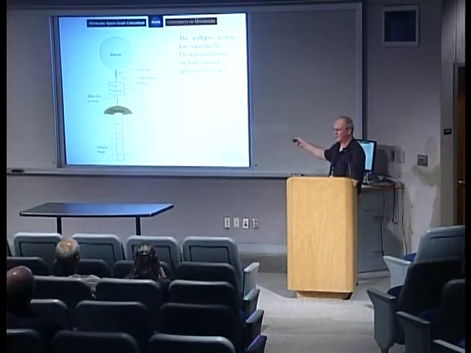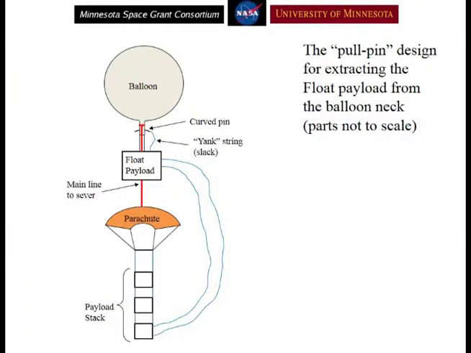And so now the float payload has come out of the balloon and is able then to swing down all the way to the bottom of the stack. So it actually doesn't stay up there above the parachute. That's a bad place for a payload, frankly. But it falls to the bottom of the stack and then the whole thing descends.